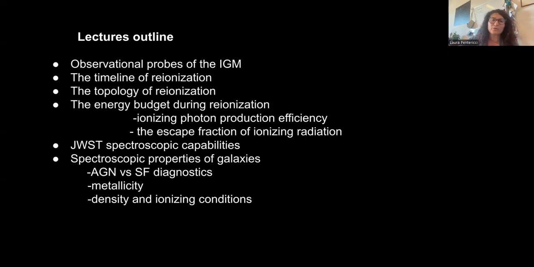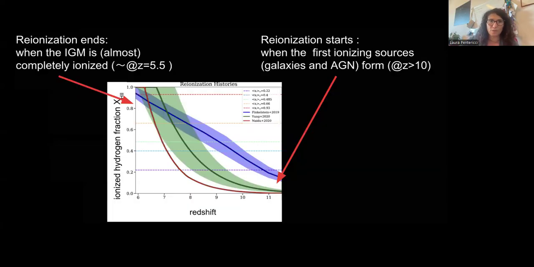And in the last part of my lectures, so probably tomorrow, I will also talk specifically about the JWST spectroscopic capabilities and what we can derive through spectroscopic observations about the properties of galaxies. So, for example, diagnostics of AGN versus star formation, metallicity, ionizing conditions, and so on. So this is all tightly linked because, of course, we want to better characterize those sources that actually are the drivers of ionization.